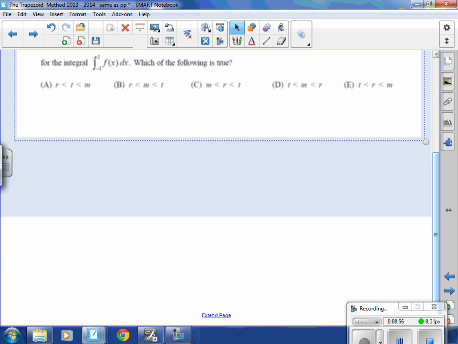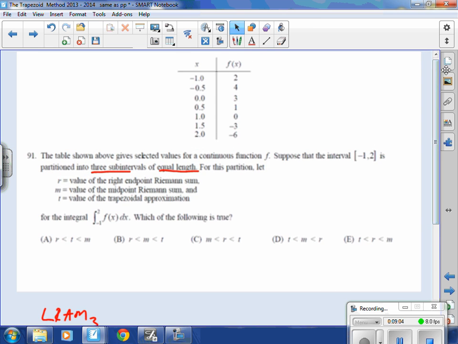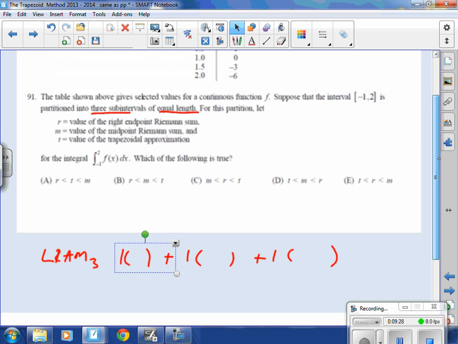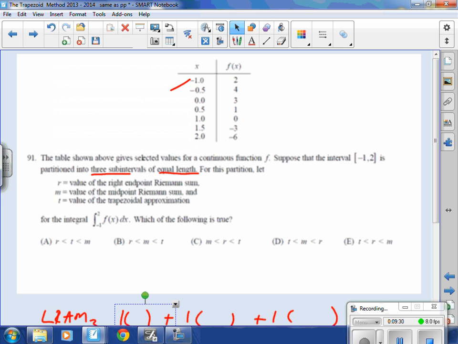Let's do LRAM first. So LRAM, we're going to do LRAM 3. How wide is each rectangle? I'm stretching from -1 to +2, and I want 3 equal subintervals. They're all 1s, aren't they? So the width of each rectangle is going to be 1. Here are the 3 intervals: -1 to 0, 0 to 1, and 1 to 2.